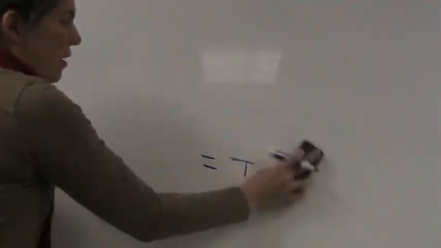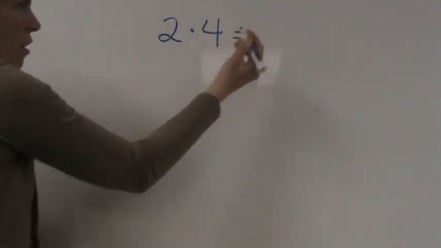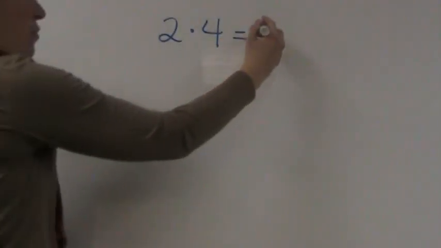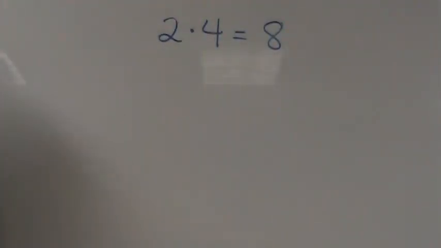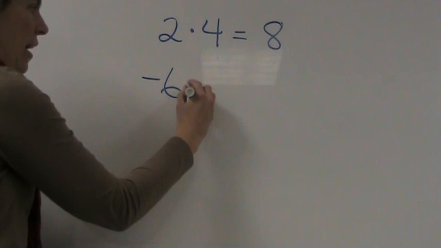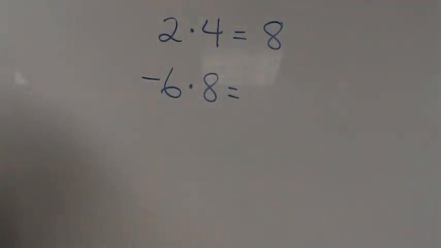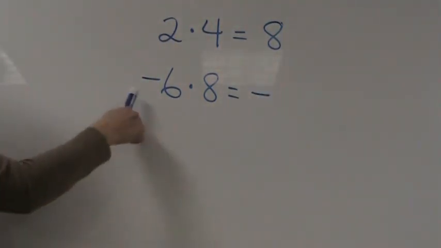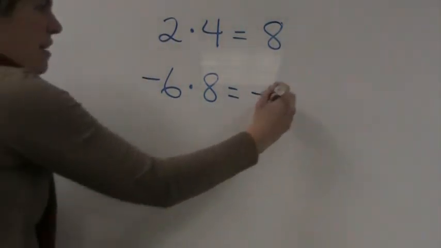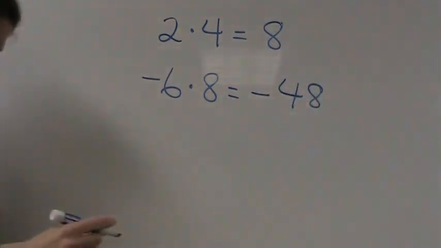In addition to adding and subtracting integers, we want to be able to multiply and divide them. And if we have a problem like this, 2 times 4, where both numbers are positive, we've done this before, 2 times 4 equals 8. What happens if one of our numbers is a negative integer, like the example negative 6 times 8? If one of them is negative, then our answer is going to be negative. So we have negative 6 times 8 gives us a negative 48.